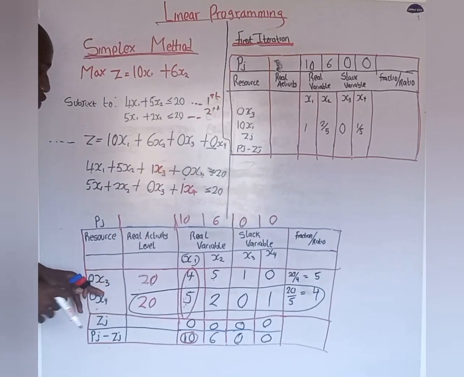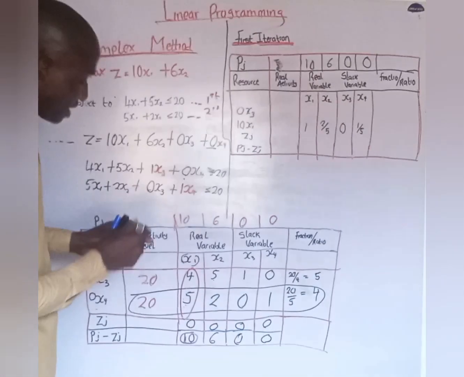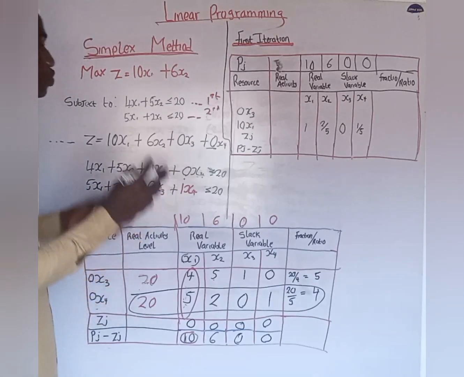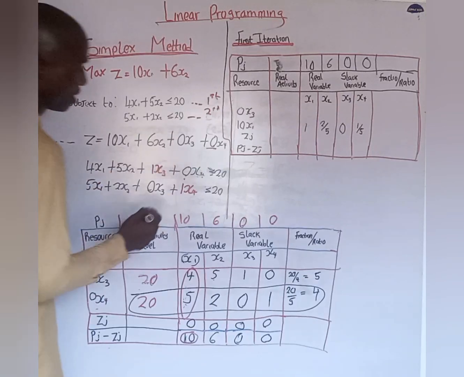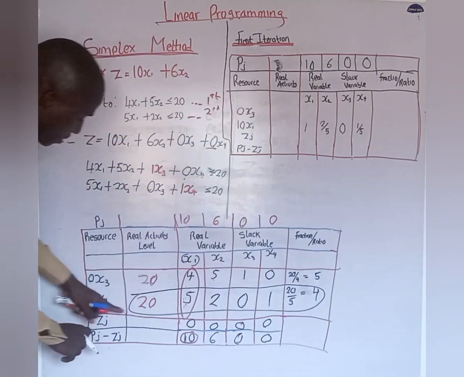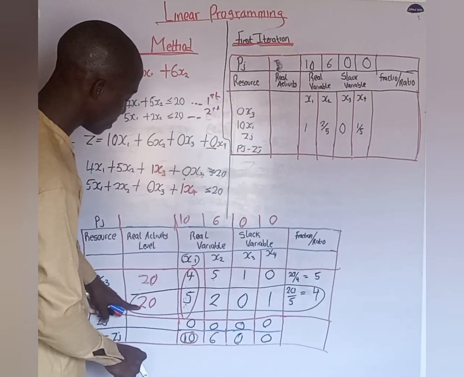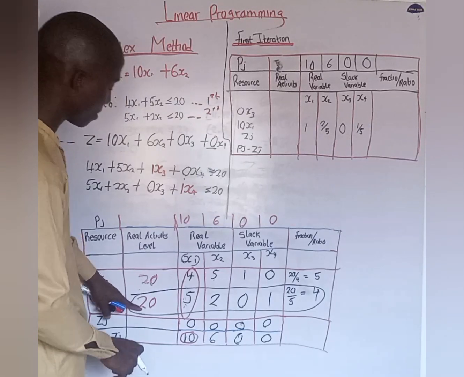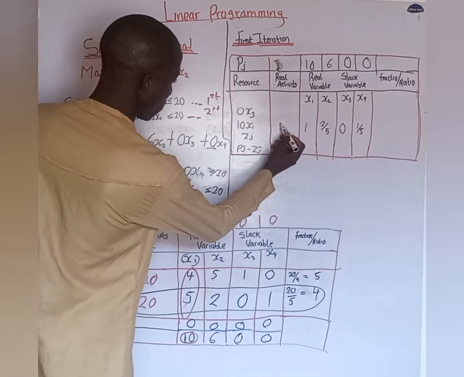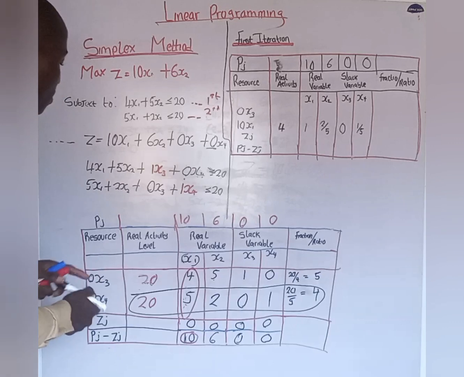So now let's proceed to getting the real value for our slack variable x3. I will give you a formula. That's the formula that you are going to use to get our new values. For the real activity, I will have 20 divided by 5. 20 divided by 5 will give me 4.